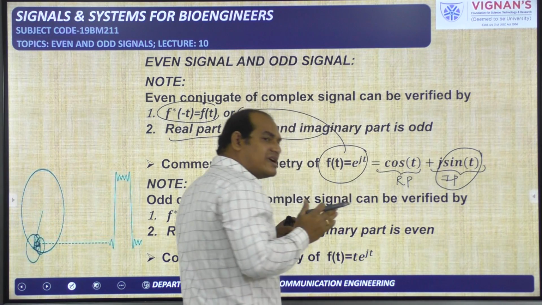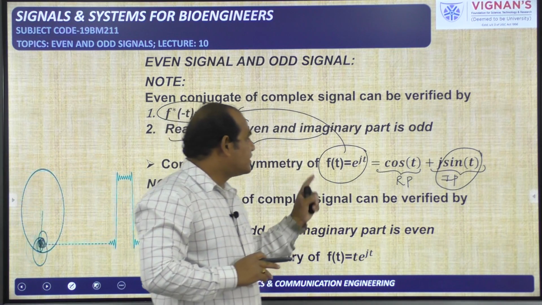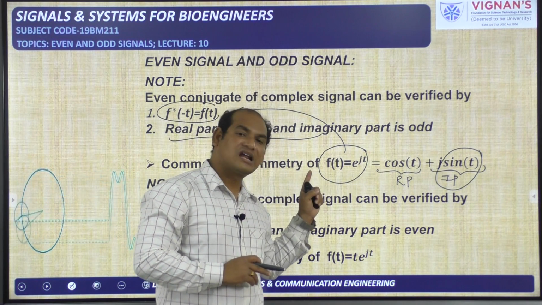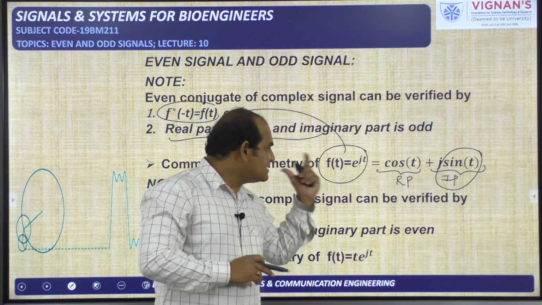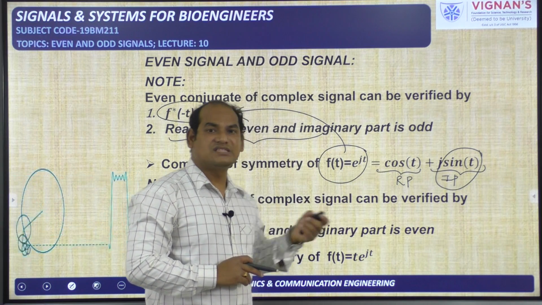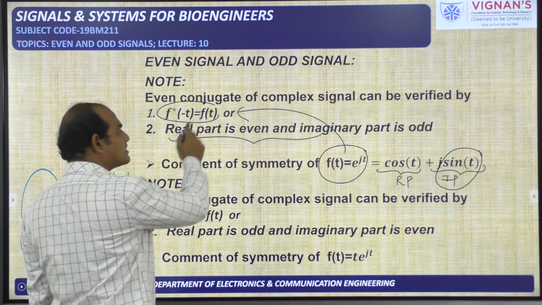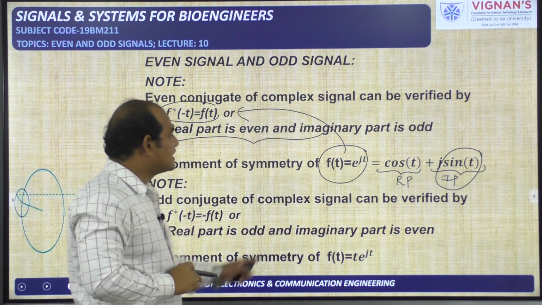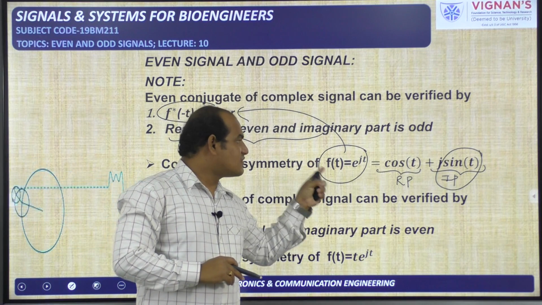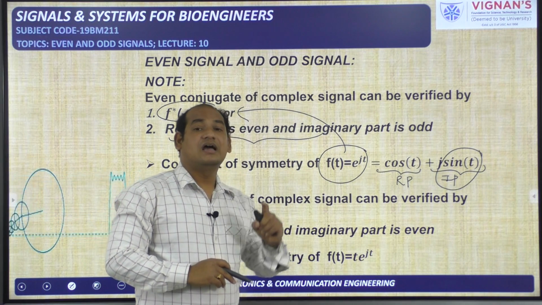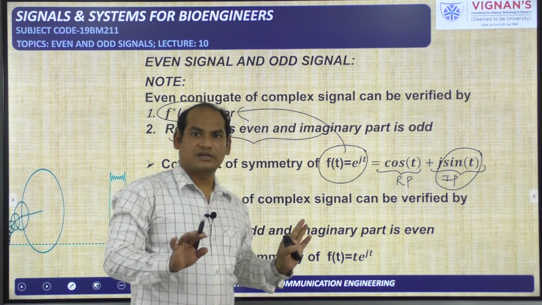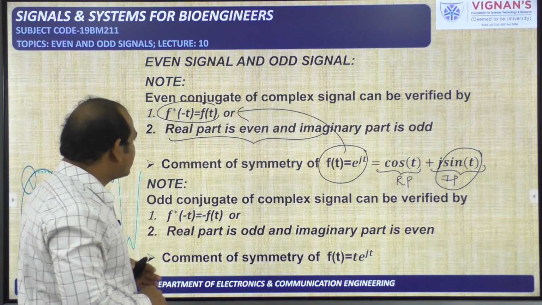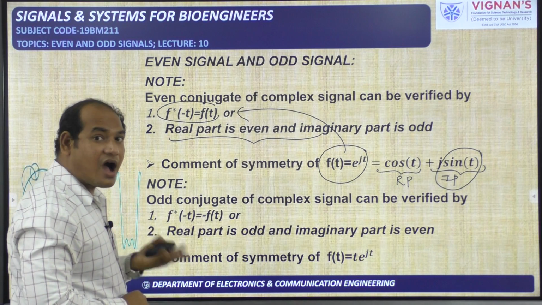So by observation itself I can tell that. The real part of this complex signal is even and the imaginary part is odd. That is enough to tell that f of t has even symmetry. So without checking the first condition, by using this second condition I can say the given complex signal, f of t is equal to e power j t, is an even symmetry signal.